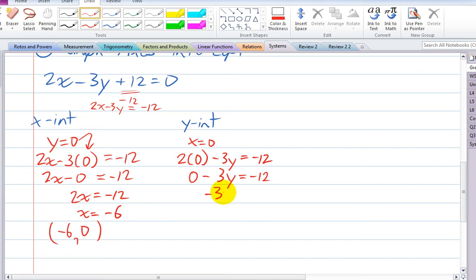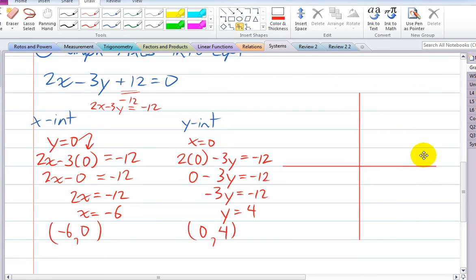Okay, so we get minus 3y equals negative 12. So y equals positive 4. What is the point? What is your y-intercept point? 0 and 4. Good. Now I want you to graph it real quick. Okay, make up a grid. Both of them, because you want to graph the equation. You want to graph the straight line.